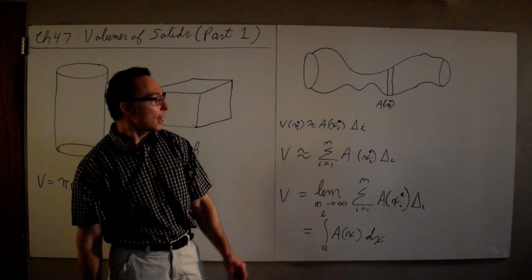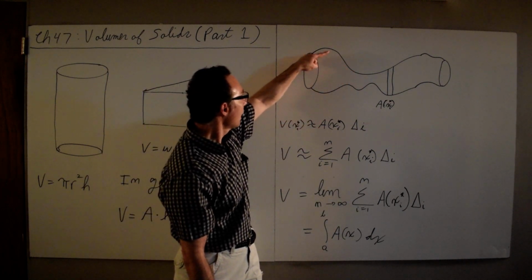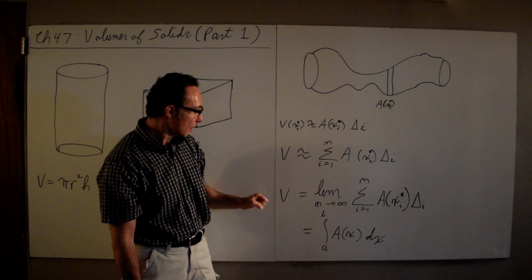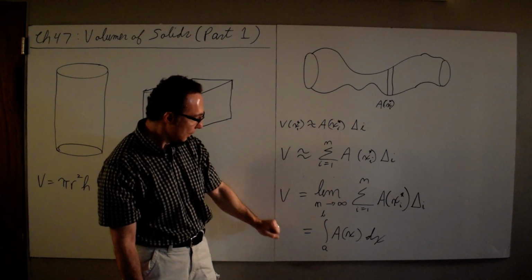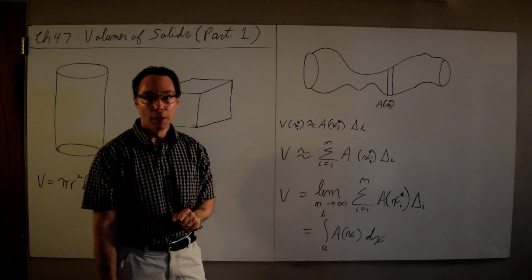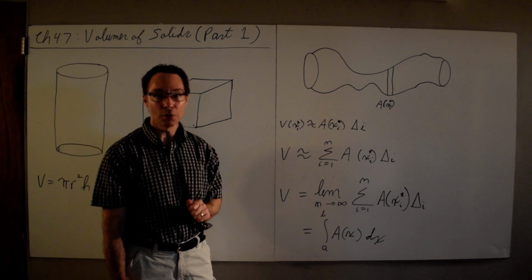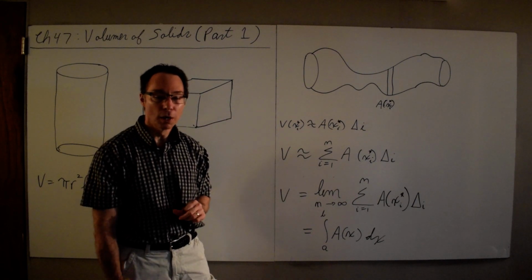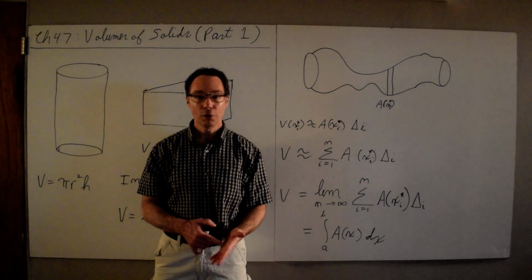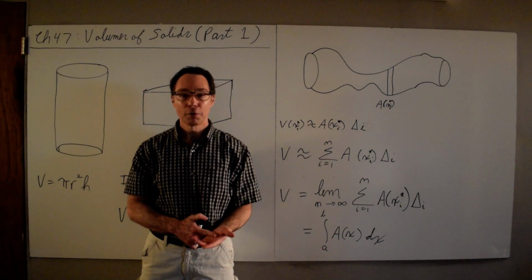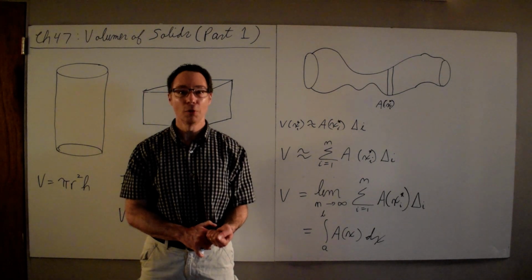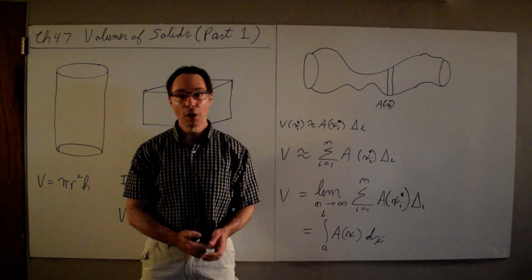What is A of x? It gives us the area at each place x. And so this integral is the volume. And so this is what we're going to use to calculate the volumes in the 3 examples that we're going to do from the textbook. So I've shown you what we're doing, and I've shown you why we're doing it, but what I haven't done yet is show you how to do it. That will come in the other 3 videos.